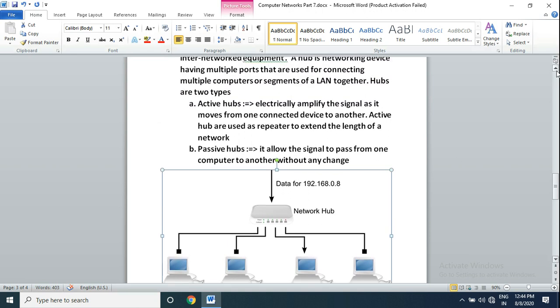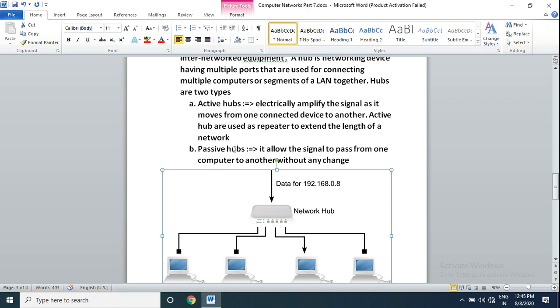Generally hubs are of two types, active hub and passive hub. The first is the active hub. It electrically amplifies the signal as it moves from one connected device to another. Whenever a signal travels a distance, it becomes weak, so to amplify or boost this signal, we use active hubs. Active hubs are used as a repeater to extend the length of a network, because signals get weak due to the distance between different devices in the network.